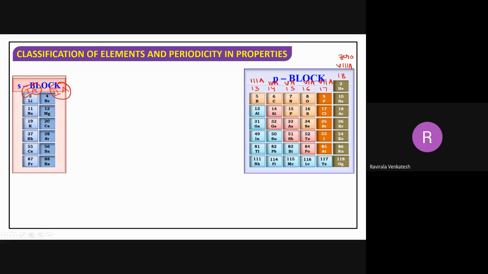Now, where are you placing the S block? At the left side of the periodic table, and on the right side of the periodic table you have the P block elements. Now why are these called P block elements? Anybody say why you are calling these P block elements?